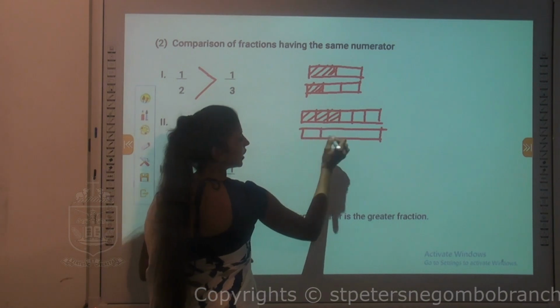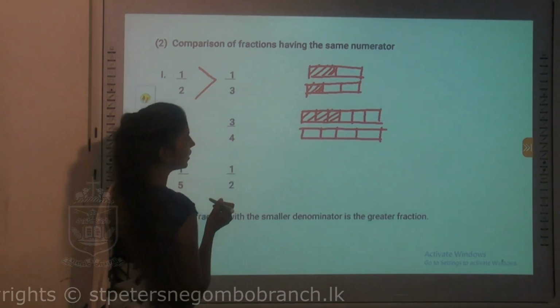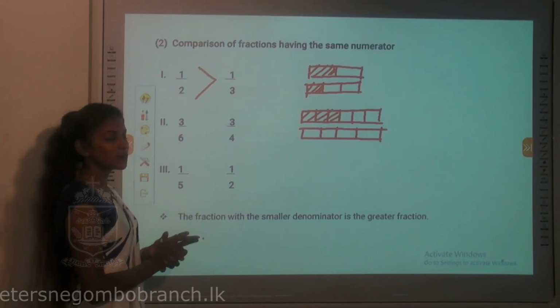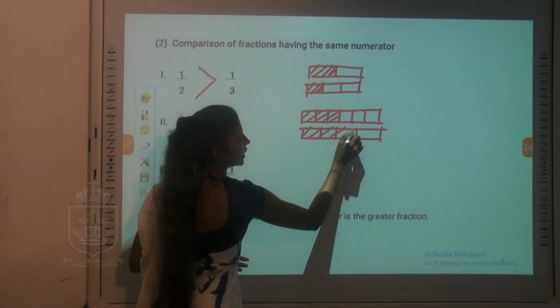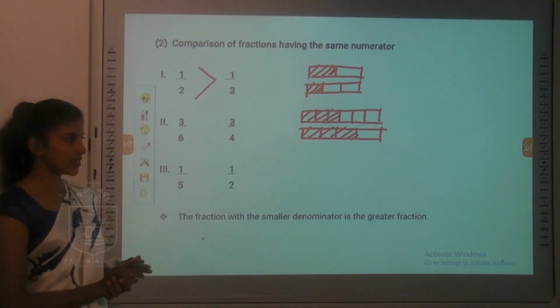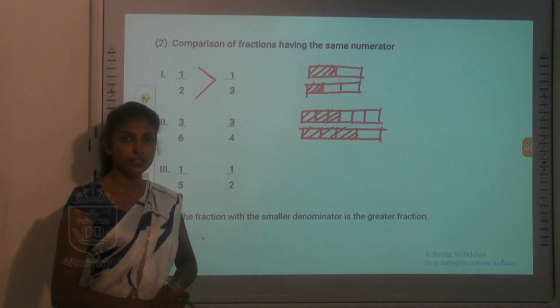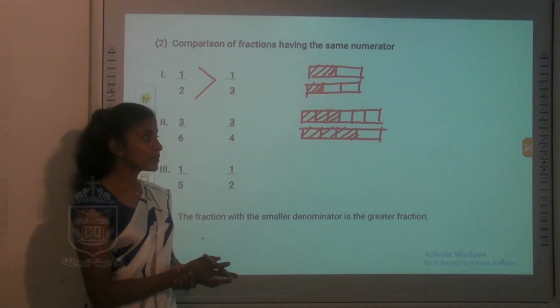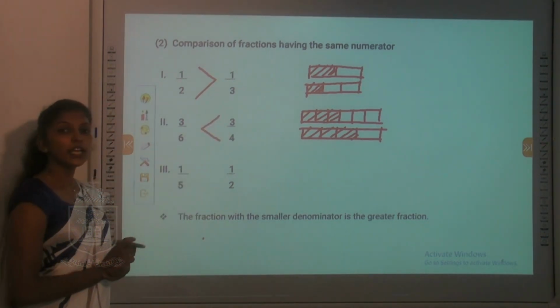In here I'm going to divide it into 4 equal parts. Actually they are not equal, but you have to assume that they are equal. So I'm going to shade 3 parts. By looking at the diagram, you all can see the second figure is having a larger shaded region than the first figure. So what is the larger fraction? 3 over 4 will become the larger fraction.